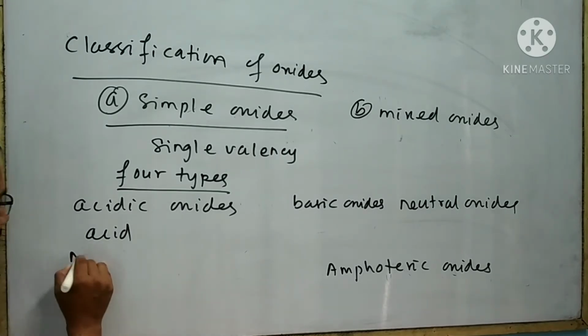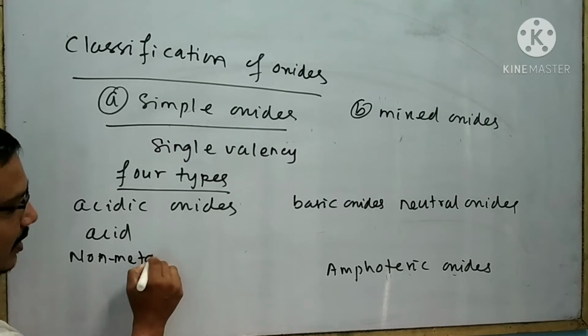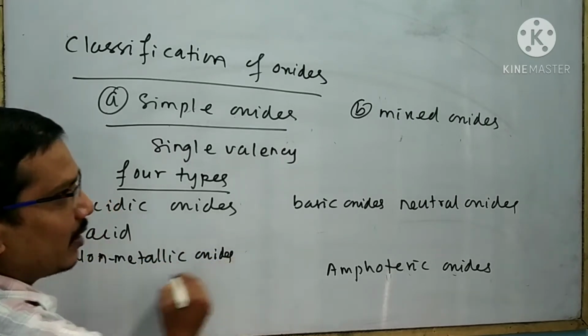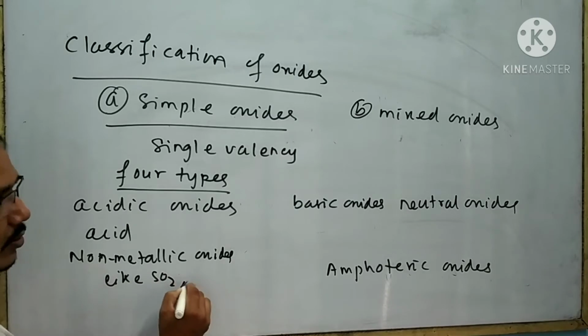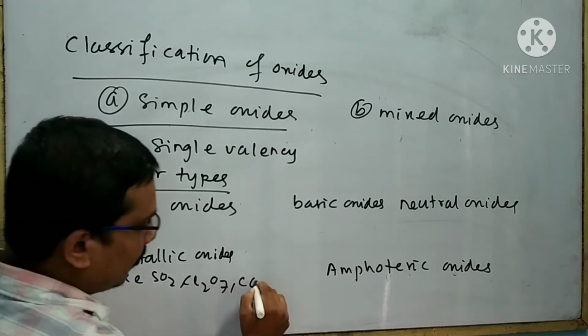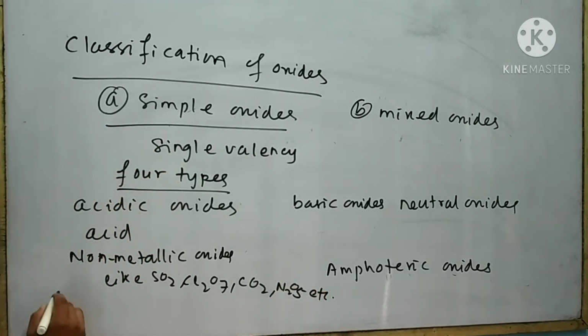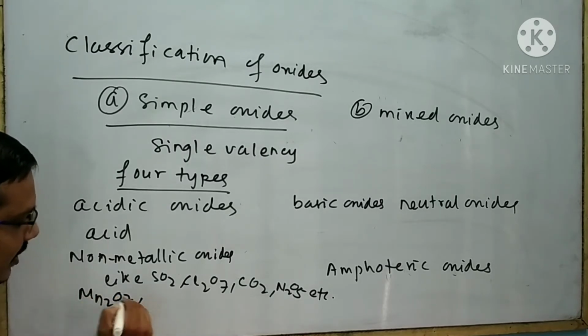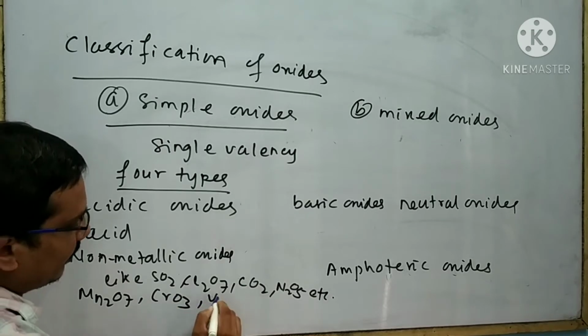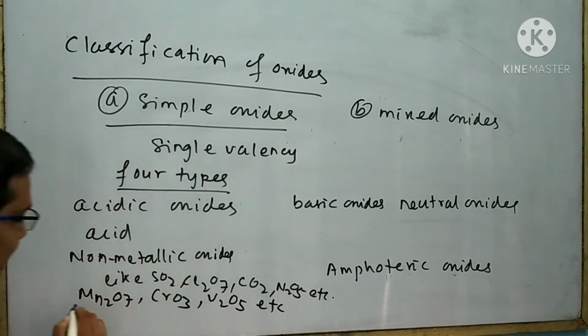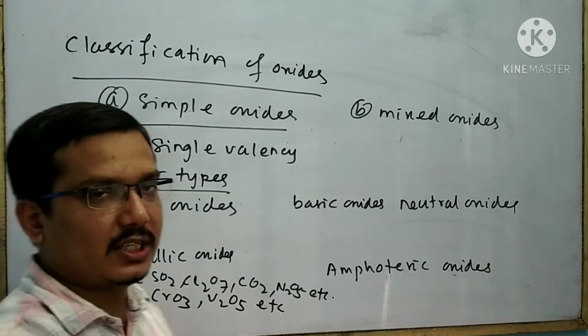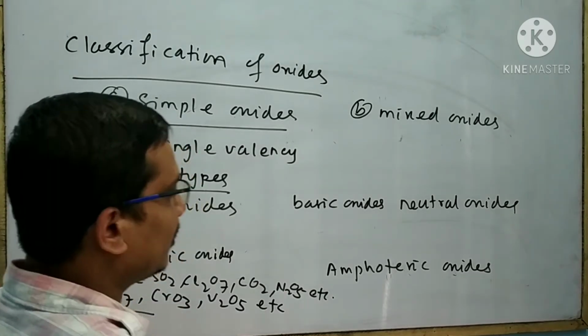For example, non-metallic oxides like SO2, Cl2O7, CO2, N2O5, etc. Some oxides of metal in higher oxidation state also show acidic nature. These are Mn2O7, CrO3, V2O5, etc. These are the oxides of metal in which the oxidation state of the metal is higher.